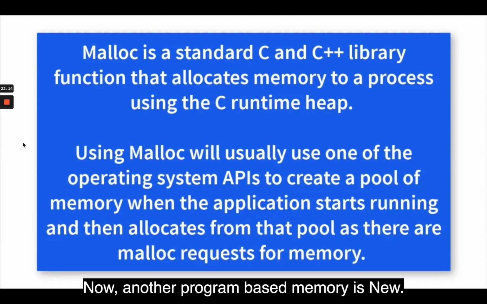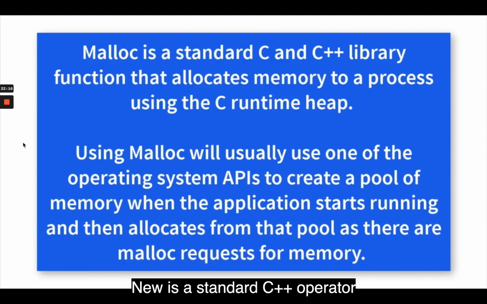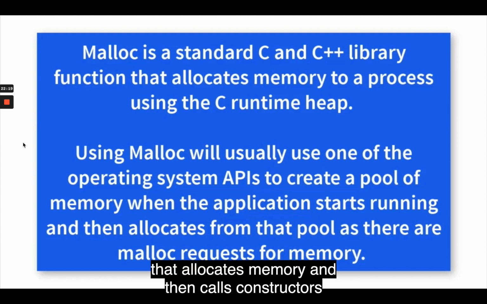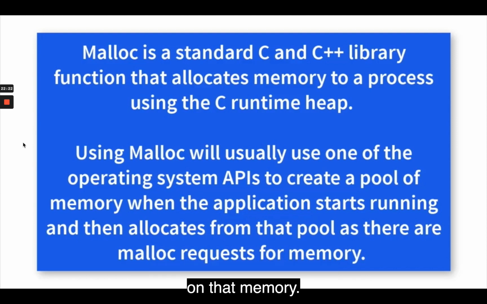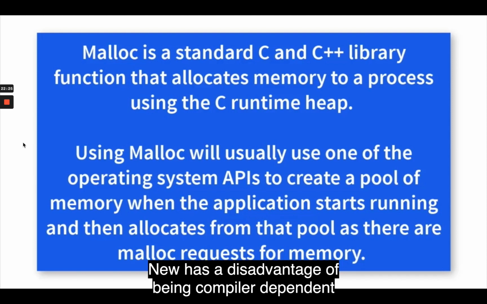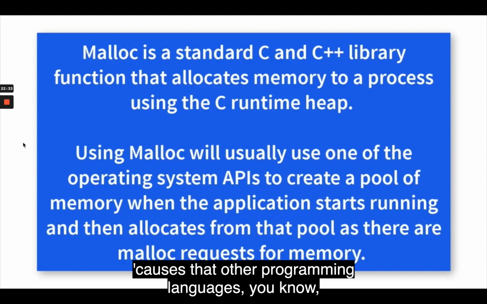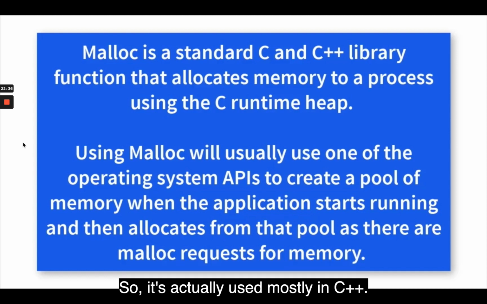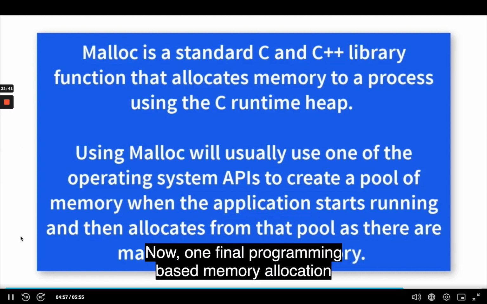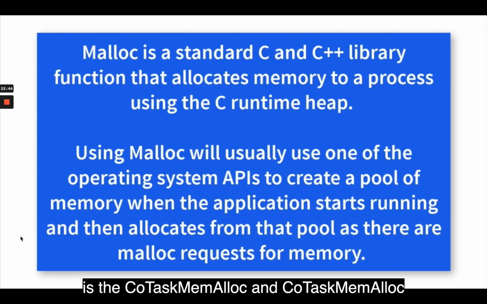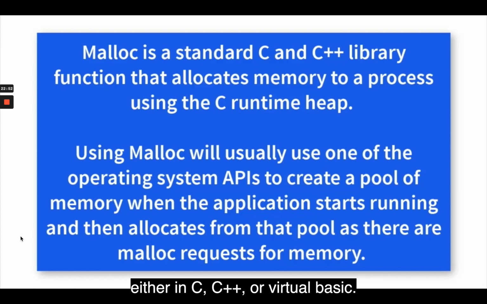Now, another program-based memory allocation is new. New is a standard C++ operator that allocates memory and then calls constructors on that memory. New has the disadvantage of being compiler dependent and language dependent. That unfortunately causes other programming languages to not support new, right? So it's used mostly in C++. Now, one final programming-based memory allocation is CoTaskMemAlloc. And CoTaskMemAlloc has the advantage of working well in either C, C++, or Visual Basic.